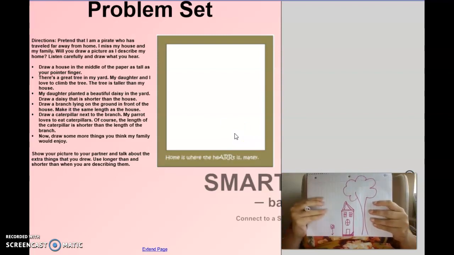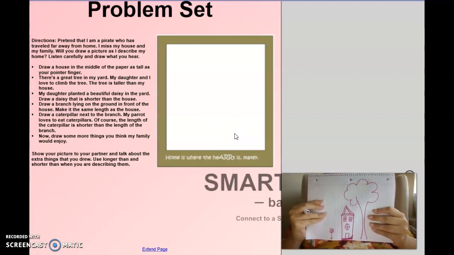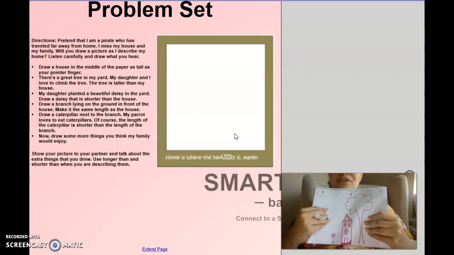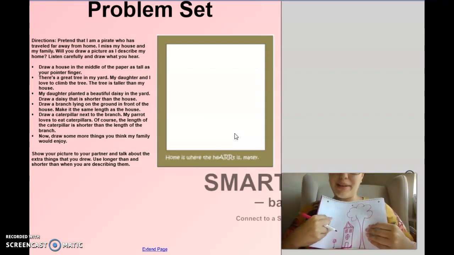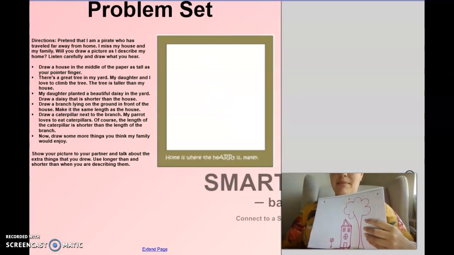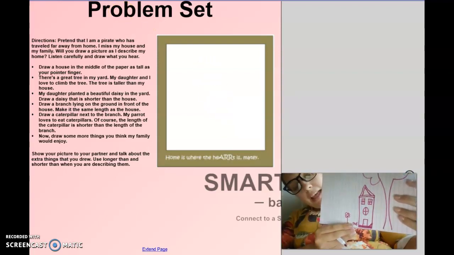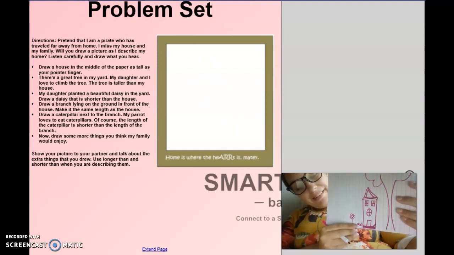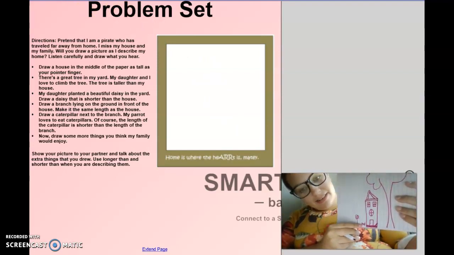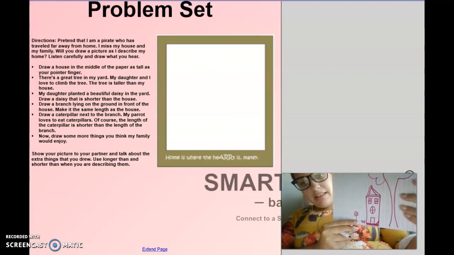Our next direction is to draw a caterpillar next to the branch, but the caterpillar is shorter than your branch. Go ahead and come on back. Is my caterpillar shorter than my branch? Yeah, it is. It's very small.